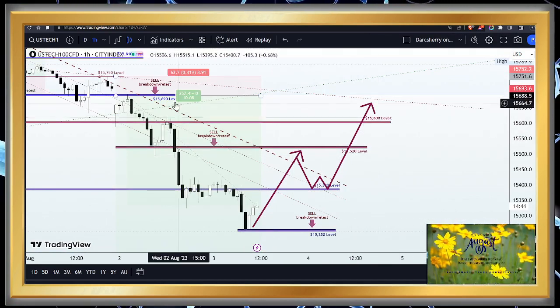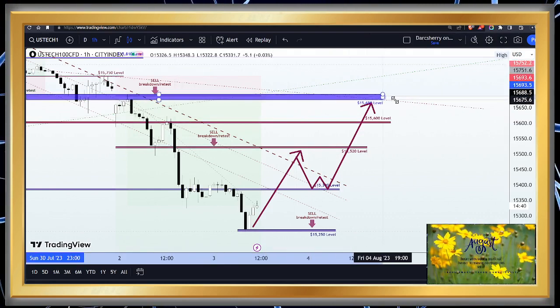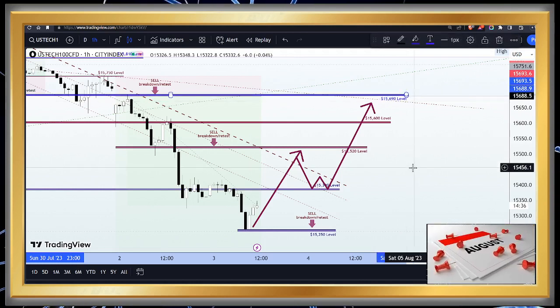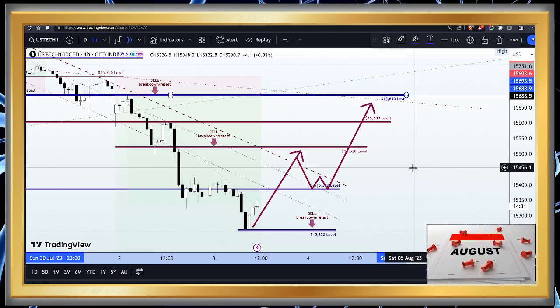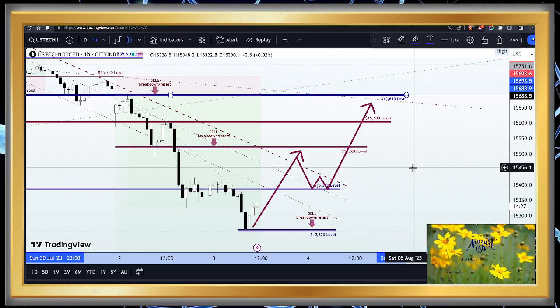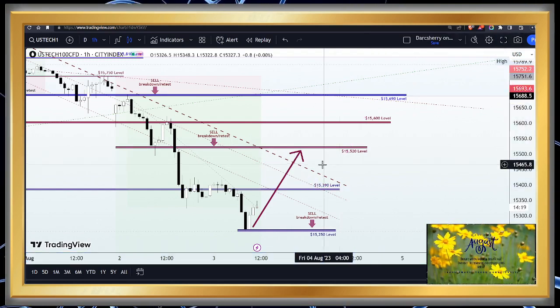15,520, 15,600. Of course, these levels helped us to capitalize on the bearish move. We can also use it to capitalize on a potential uptrend continuation if price action goes that far. So this is how we are going to be capitalizing on any potential trading opportunities in this particular market. So this is how I'm going to be managing my position on the USTech100 for today.